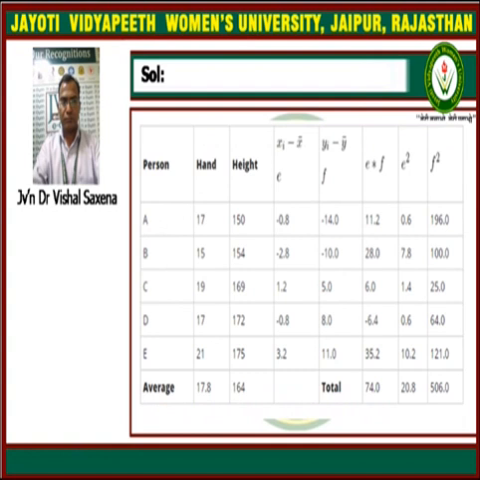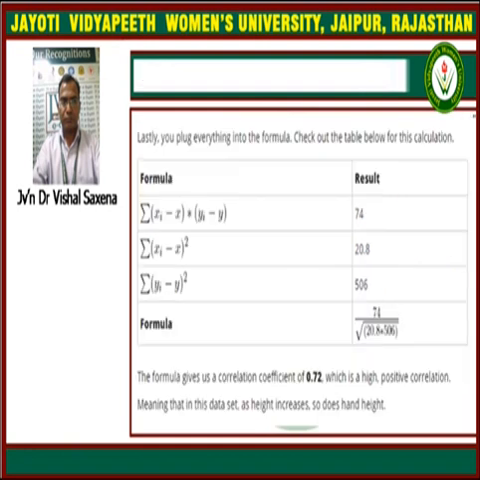Sum of E square is 20.8 and sum of F square is 506. So next these are written there. Summation of xi minus x bar into yi minus y bar, which is E into F. Then the next term, summation xi minus x bar whole square, which is E square, and then the summation yi minus y bar whole square, which is summation F square.